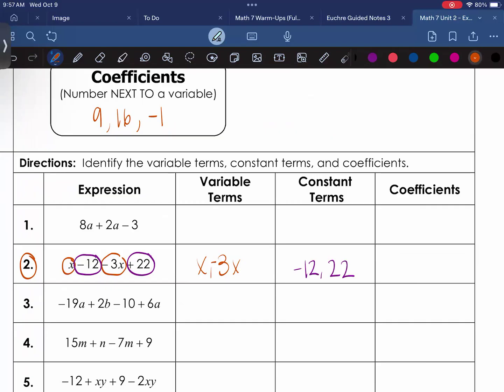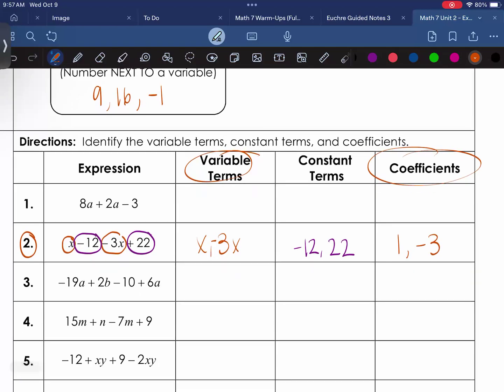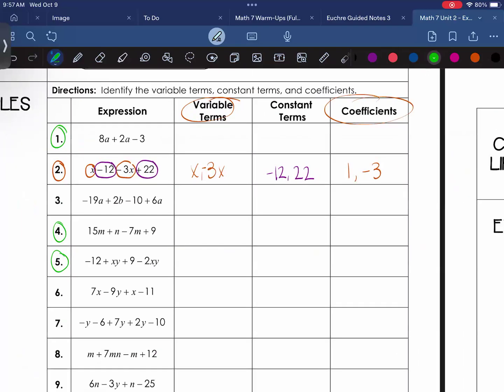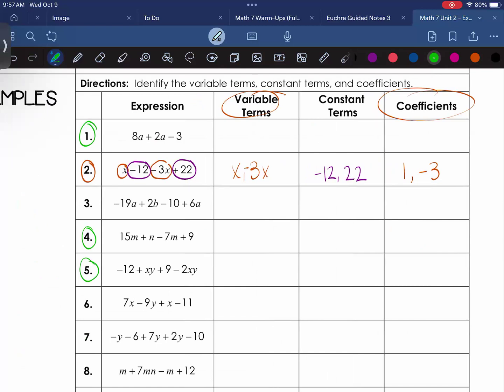And then remember that the coefficients go with the variable terms, right? These kind of go together. Your coefficients are just the number that's connected to the letter. So x, remember the invisible 1 would be there, and then -3x, so just -3. Go ahead and try numbers 1, 4 and 5 on your own. So pause the video if you haven't already. Try those 3 on your own real quick.